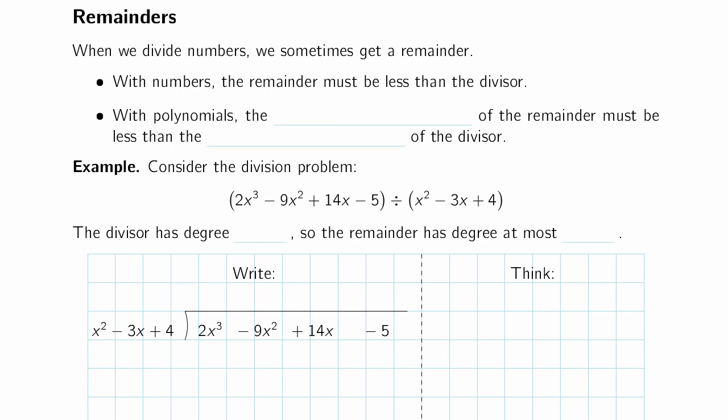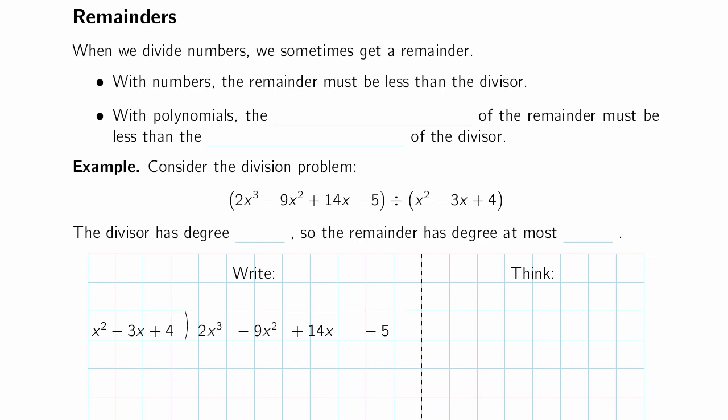Just like with numbers, we sometimes get a remainder when we divide polynomials. Now with numbers, the remainder had to be less than the divisor. But what does it mean for one polynomial to be less than another? Well, the thing we can compare about polynomials is their degree.